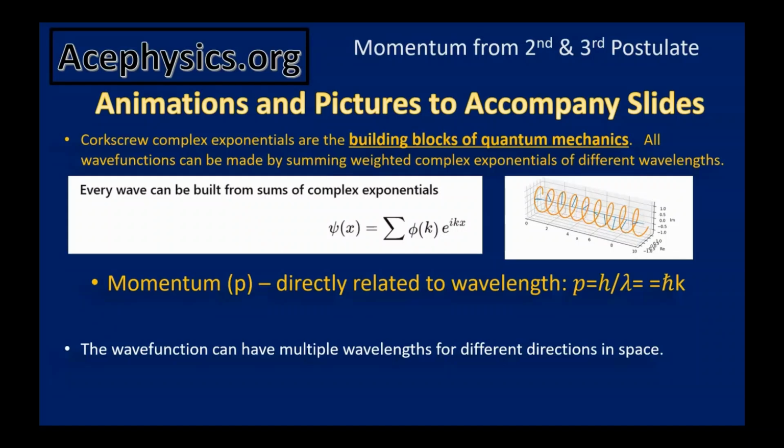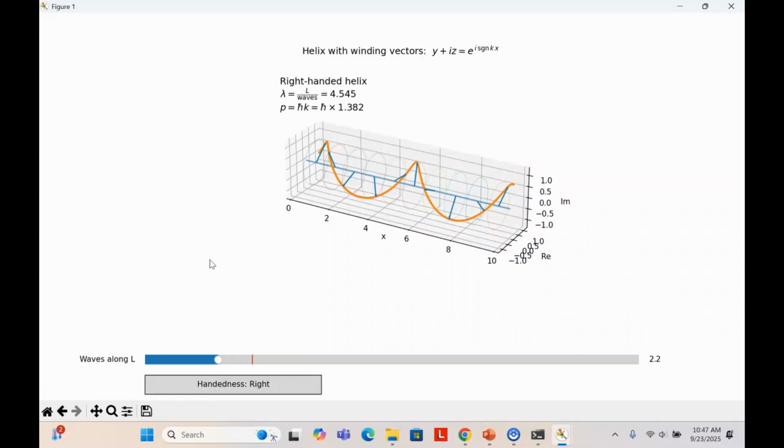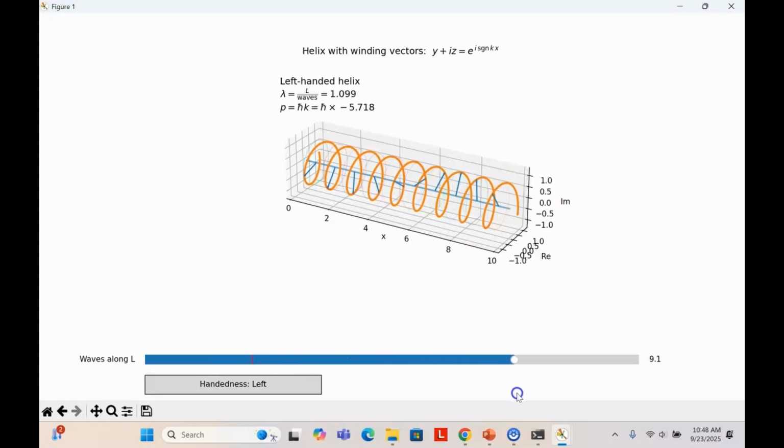It forms a fundamental building block of quantum mechanics. The key rule is that momentum is inversely proportional to the wavelength. Momentum, p, equals h bar times k, where k is the wave number. This means a larger wavelength corresponds to a smaller momentum, while a shorter wavelength corresponds to a larger momentum. These corkscrew-shaped, complex exponential plane waves represent one-dimensional quantum states with a constant wavelength and therefore constant momentum. A right-handed corkscrew corresponds to a positive momentum, while a left-handed corkscrew corresponds to a negative momentum. Changing the wavelength directly changes the momentum value.